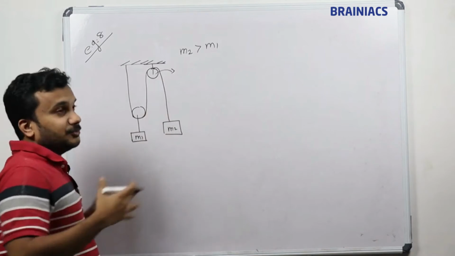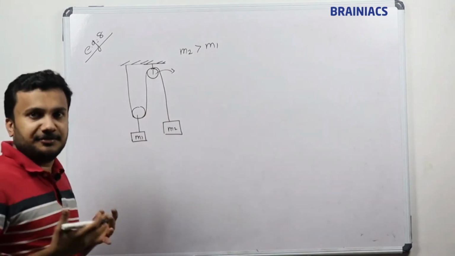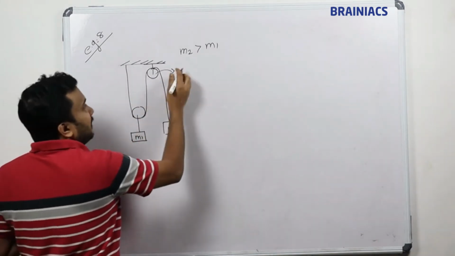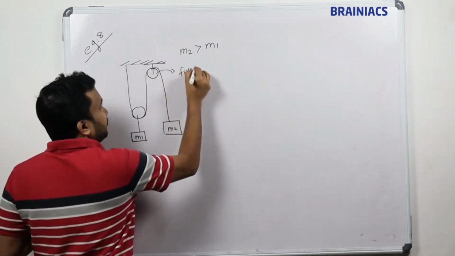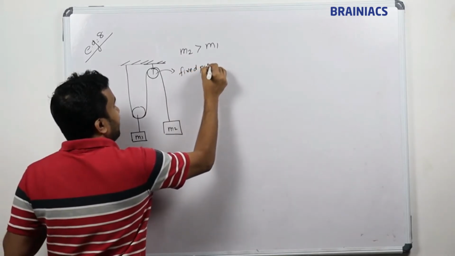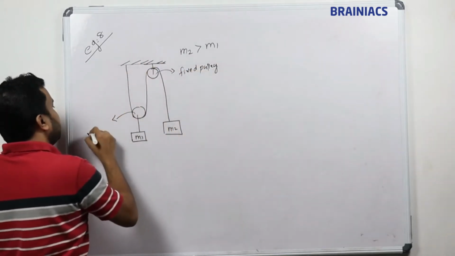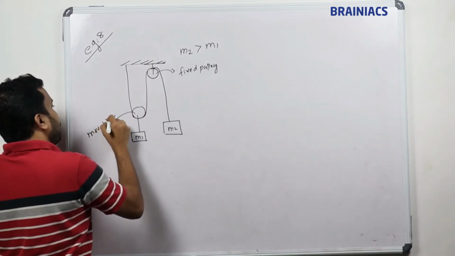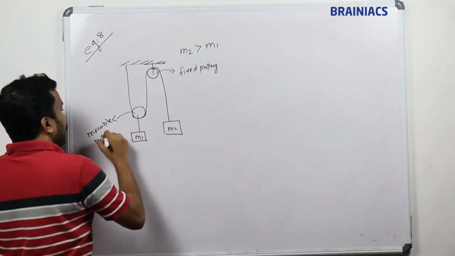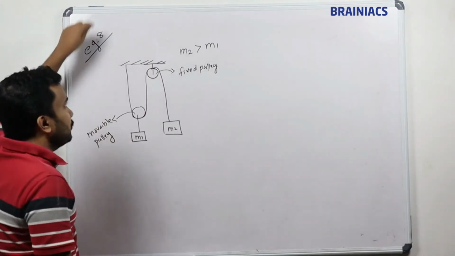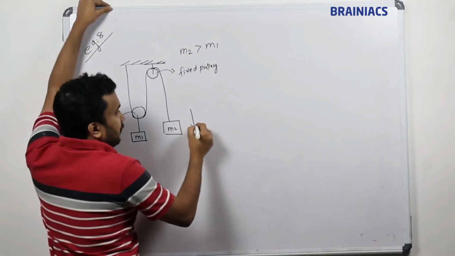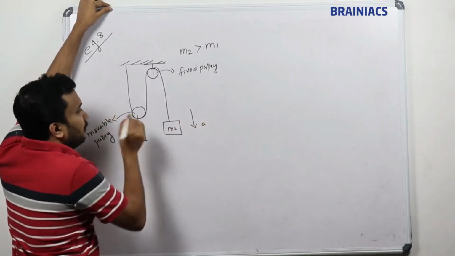The question is simple, but this is just an example. You will never get a question exactly like this. You may get a different structure, but the concept is simple. Here this is a fixed pulley, which means the pulley cannot move as such. But this is a movable pulley. You may get any model, but this is one example. Here, if M2 is greater than M1, then M2's acceleration is downward and M1 will move upward.